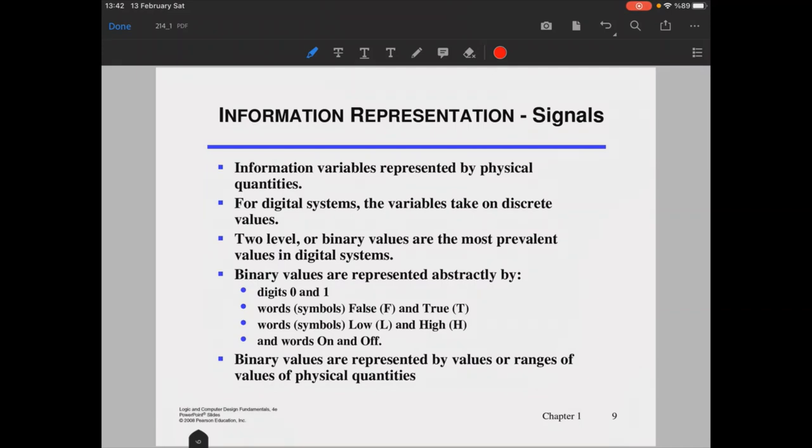In this two-level logic, binary values are the most prevalent values in such systems. They are represented by, this is the most common one, digits 0 and 1, or false and true, or low or high signals, okay? They all have the same meaning, or the words on and off, okay? That's the idea. And the binary values are represented by values or ranges of values of physical quantities. What do we mean by this?